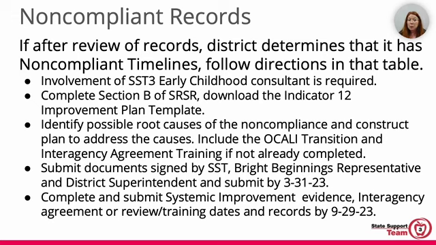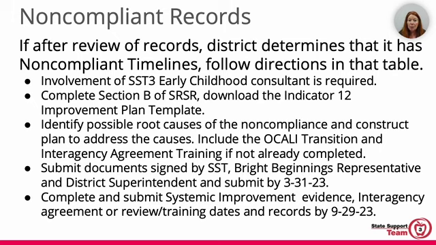After the district review of records, or if ELSR's verification process indicates that the district has non-compliant timelines, then follow the directions in that table. It is possible that ELSR will find some records are a data reporting error and others are non-compliant. When there is a finding for non-compliant timelines, the involvement of the SST3 early childhood consultant is required.